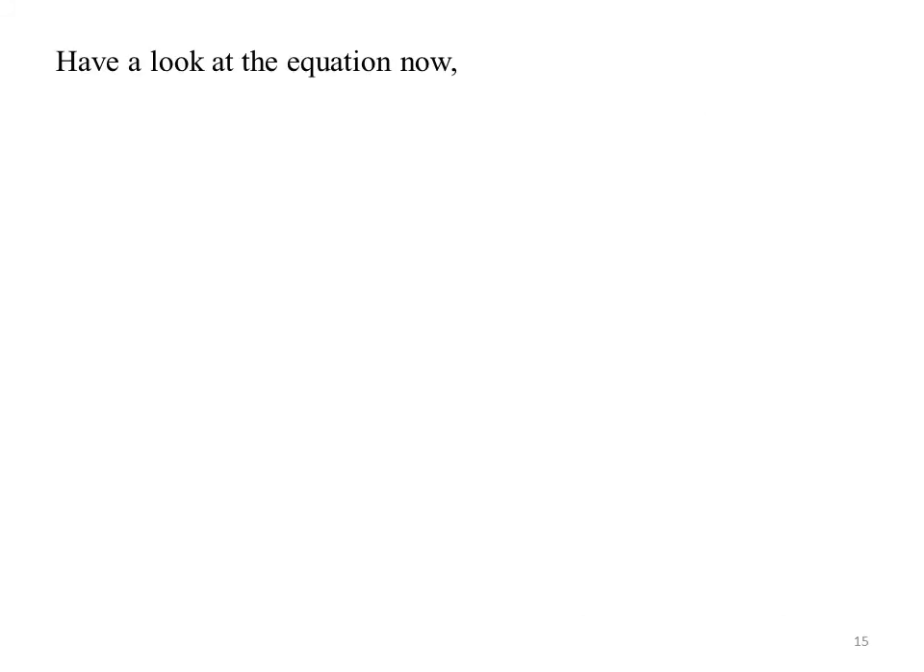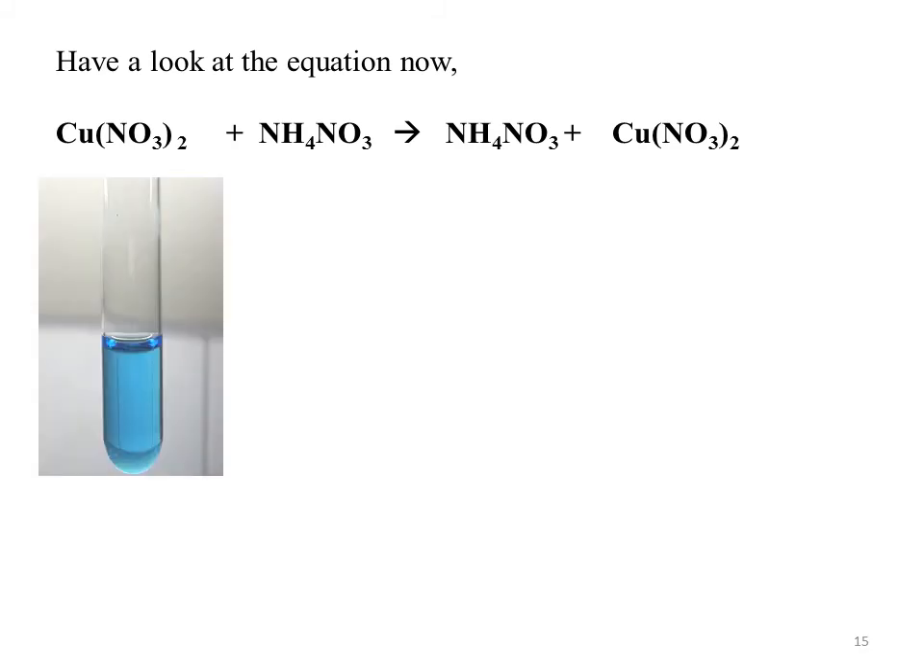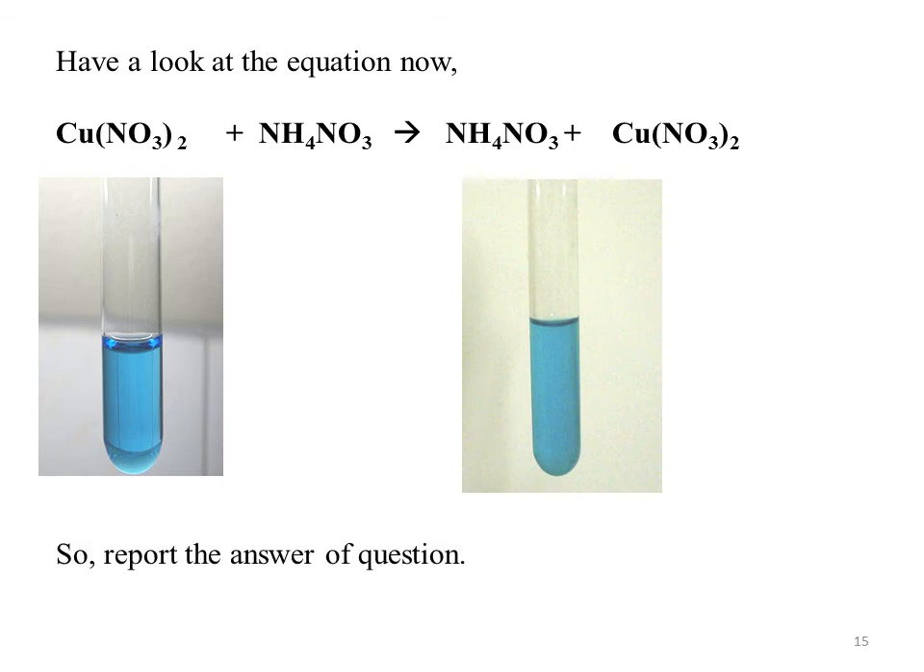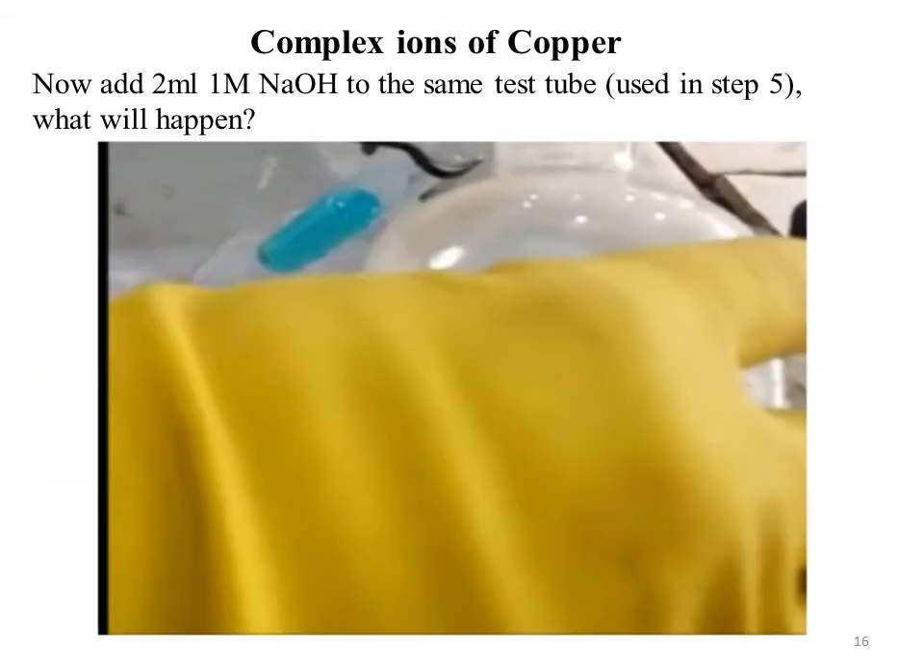Okay, have a look at the equation now. Copper nitrate when reacted with ammonium nitrate produces ammonium nitrate and copper nitrate. That's why you saw the sky blue color remained the same. So you can say that there is no evidence found for the formation of the dark blue colored complex ion. Now add 2 ml of 1 molar sodium hydroxide to the same test tube. Let's see whether tetraamine cuprate(II) ion will form or not.